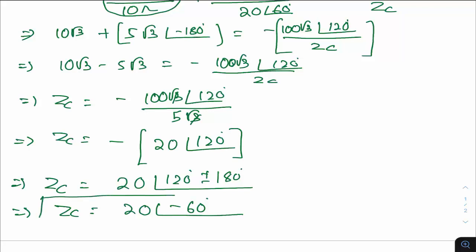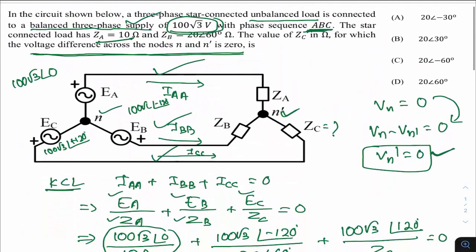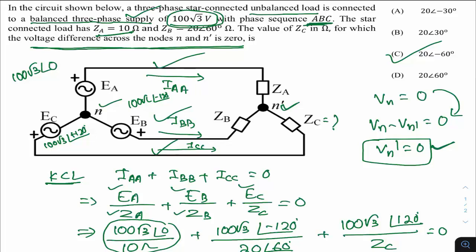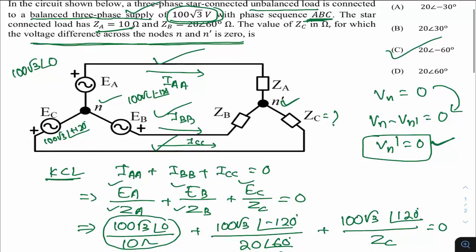And so this is the value of ZC we are getting, which is 20 at an angle of minus 60 degrees, which is given in option C, 20 at an angle of minus 60 degrees. Okay. So if you have the patience to read the question, in the question itself the solution is indirectly given. The only thing that should strike your mind is that even though the load segment is unbalanced, still this node voltage V dash is 0. So it's very simple then.